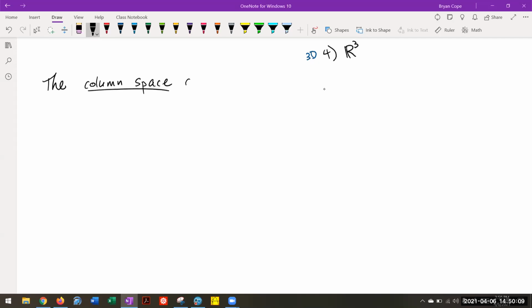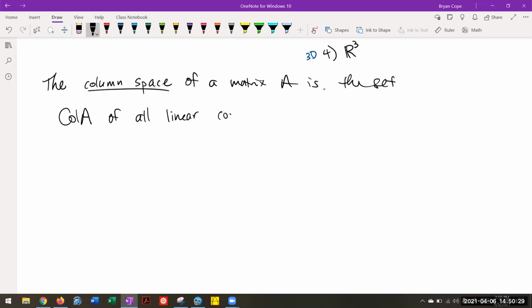So the column space of a matrix A is the set, and it's usually abbreviated Col A, like that, C-O-L-A. So the column space of a matrix A is the set Col A of all linear combinations of the columns of A. It's a set, Col A. This is just the way that it's written. It's the notation.